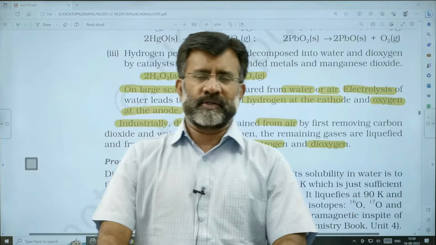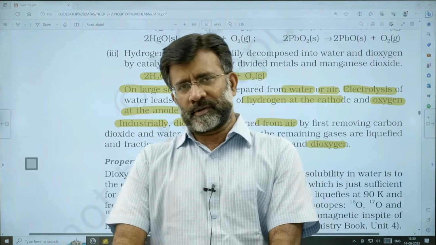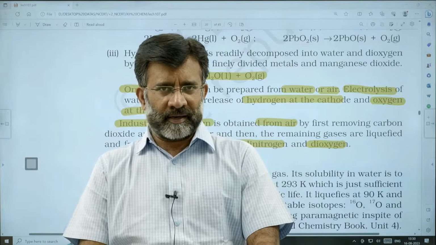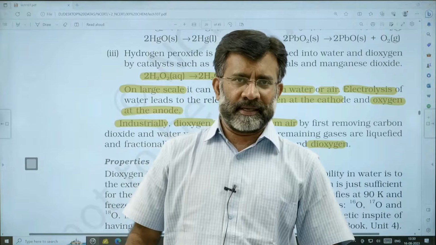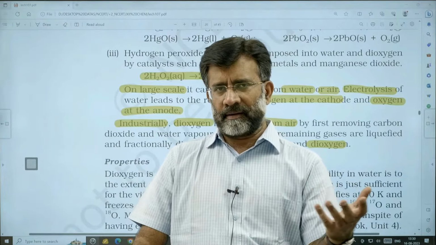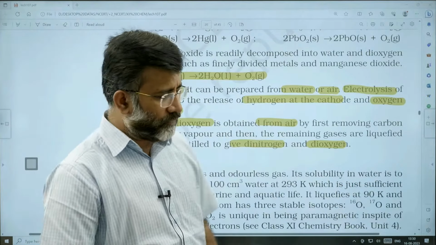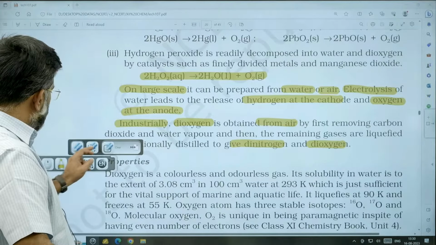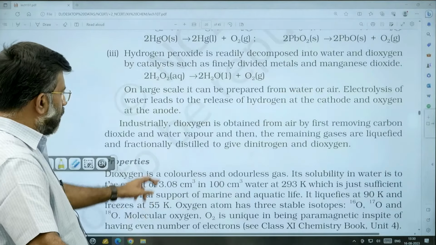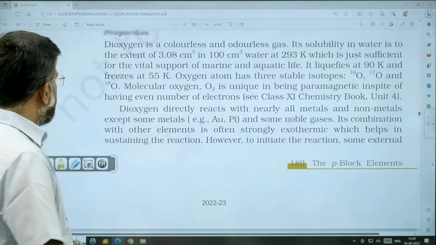Both are industrially important. I don't have to tell you the importance of oxygen industrially, and in particular in the medical field, medical oxygen, it's in high demand. All of you know regarding that. Now on to properties of dioxygen. Let's have a look at the properties of dioxygen.